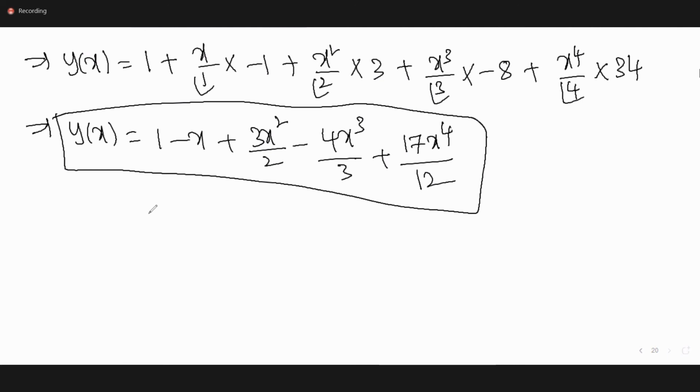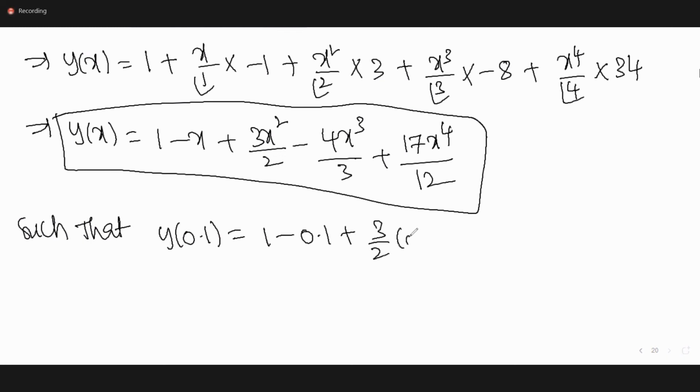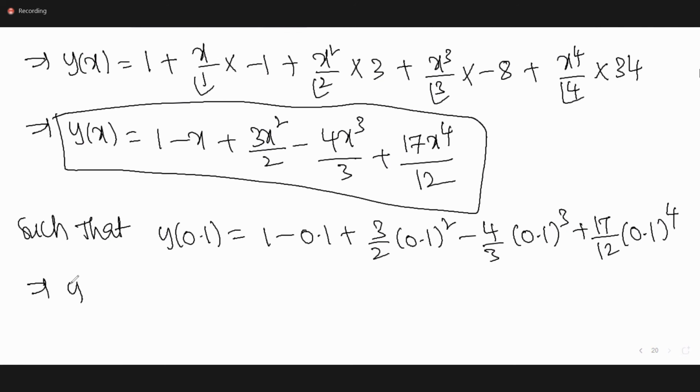This is the required f of x comma y from the initial value problem. dy by dx is equal to f of x y, such that y of 0.1 is equal to 1 minus 0.1 plus 3 by 2 into 0.1 whole square minus 4 by 3 into 0.1 whole cube plus 17 by 12 into 0.1 whole power 4. So y of 0.1 is equal to, write the value.